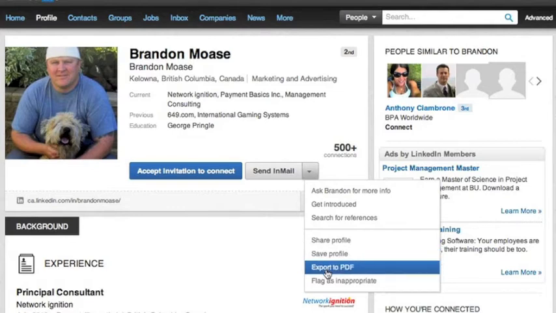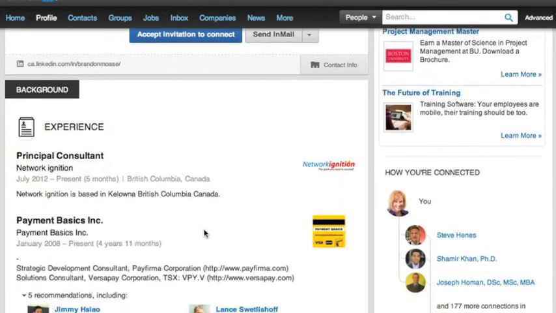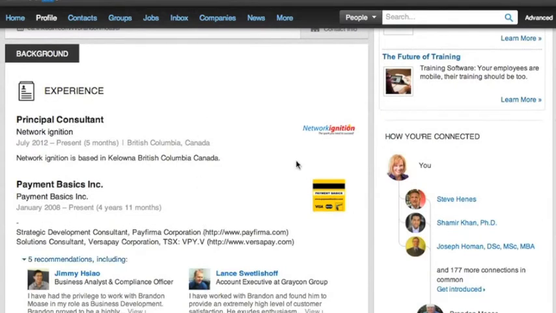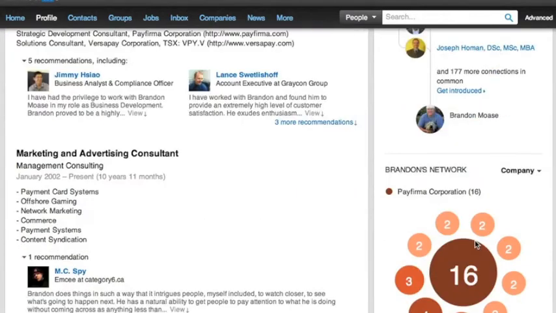By the way, I recommend everyone export their own profile to a PDF so you have a copy of it just in case. Now, where things change up a little bit is in this bottom section. You'll notice this looks very different from how it has in the past. If Brandon was very active on LinkedIn, you would have an activity feed, which now shows up in the center of the profile instead of over here on the right.